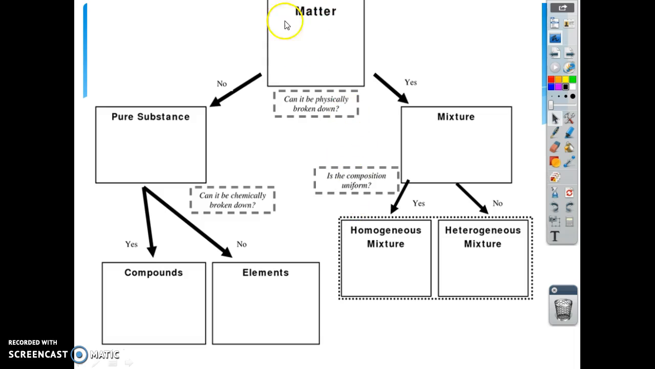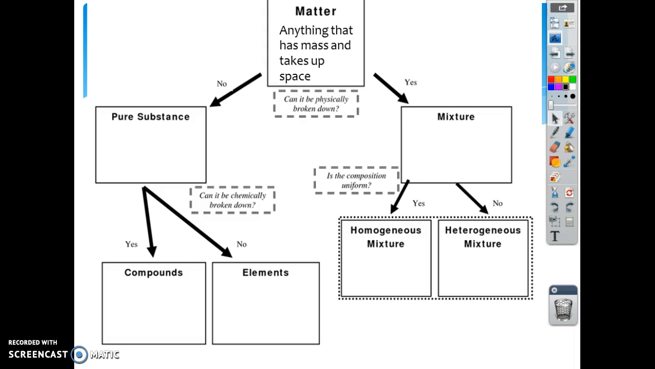We start at the top here with matter. How did we define matter? We said it was anything that has mass and takes up space. Then we ask ourselves, can it be physically broken down? In other words, did I have to do a chemical change to it? Which we'll review here shortly, but just to preview on that. Remember, chemical changes are when I can't get it back, and physical changes are when I can get it back.